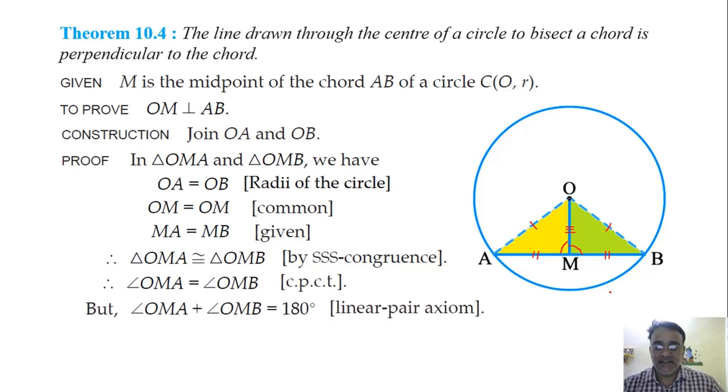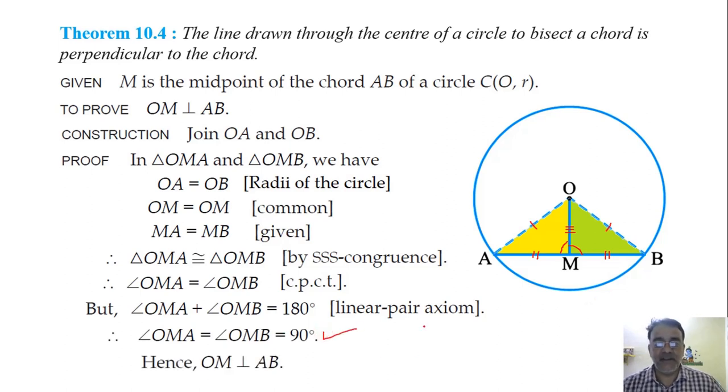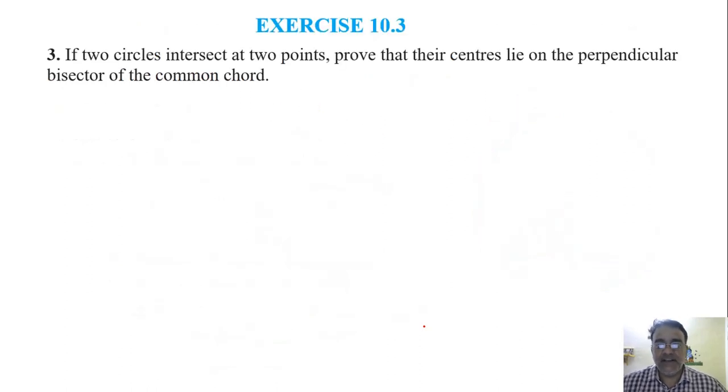So the sum of those two angles is equal to 180 degrees and those two angles are equal to each other. So therefore each angle will be equal to 90 degrees. Hence OM is perpendicular to AB. Any doubt in this theorem? No, sir. Okay. Now exercise 10.3, question number 3.